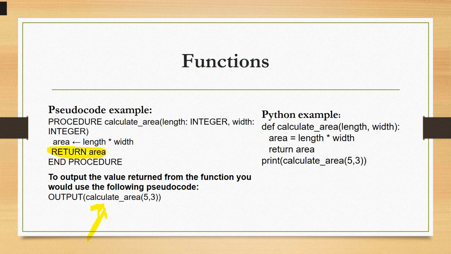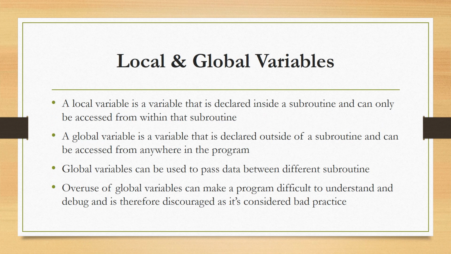Local and global variables. This is the most important concept here. A local variable is a variable that is declared inside a subroutine or function, or a parameter, and can only be accessed from within that subroutine. A global variable is a variable that is declared outside of a subroutine and can be accessed from anywhere in the program. It's just like when we order something from abroad, from China or Japan or Korea. But our local products we can access from here as well, but we cannot access those from abroad, right?